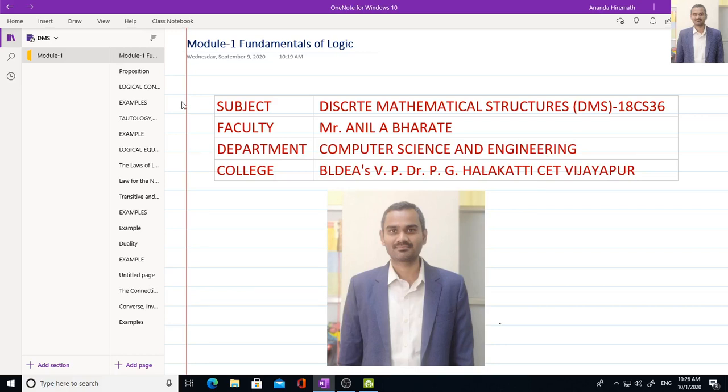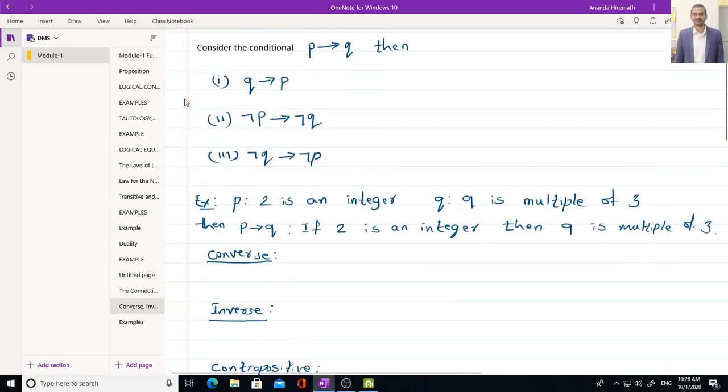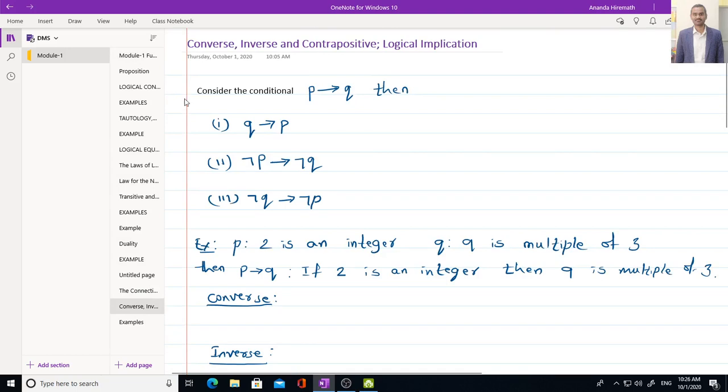In this video, I'm going to explain the concepts from DMS such as converse, inverse and contrapositive and logical implication as well. Now, coming to one condition, P conditional Q. If we have this conditional, then there are three possibilities for this conditional. We may have converse of this condition, inverse of this condition and contrapositive of this conditional.